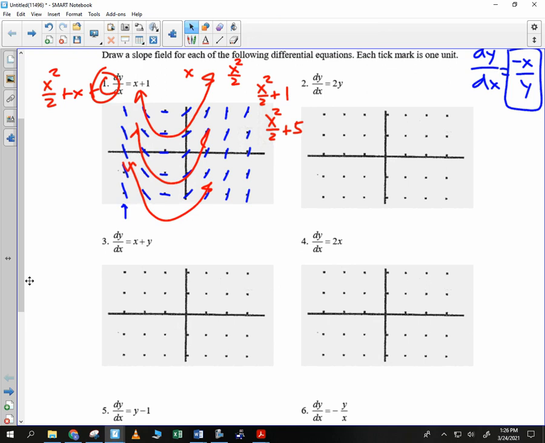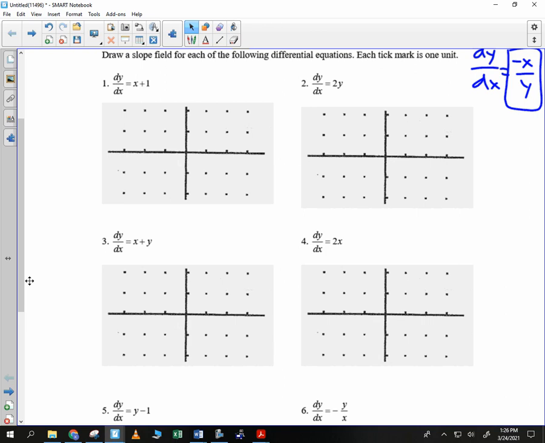Okay. Let's move on to the next one. What is different about number 2? It involves y. I like to think of where y is 0. Can somebody describe to me where y is 0? Along the x-axis. So that means along the x-axis, I have all these little slopes of 0. Do you want to go up or down? Okay, we'll go up. If I go up, what's the y value here? So what will the slope be? 2.